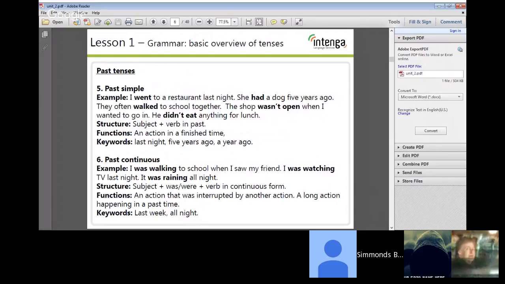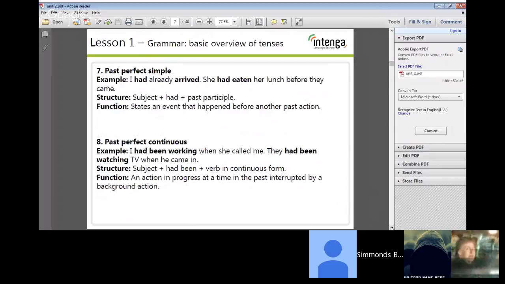Very good. Okay, so that's fine. Doing good here. And Hakan, would you like to do this again? Read the tense and the examples for 7 and 8, please.